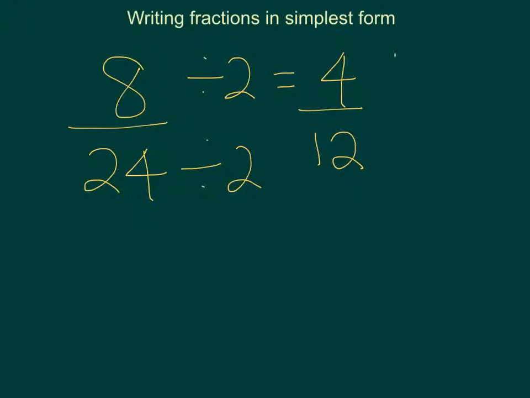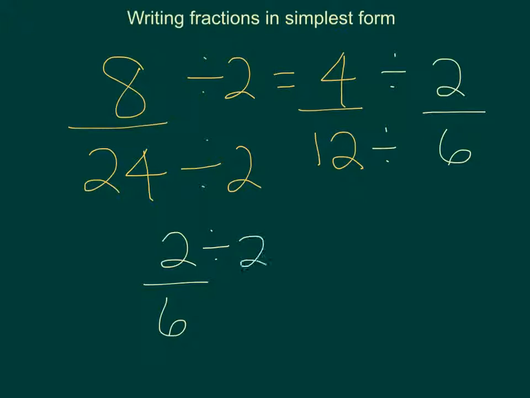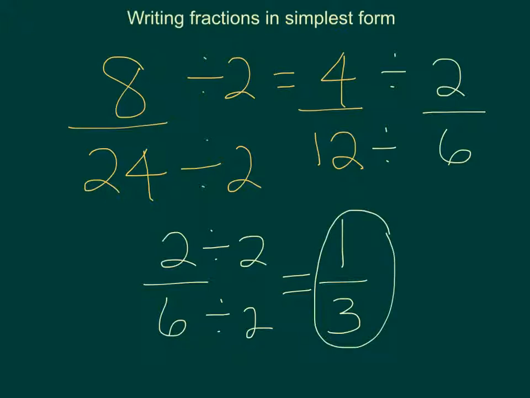So we could divide by 2 again and get 2/6. 2/6 is not simplest form because you could divide both of those by 2 and get 1/3. Now both of them have 1 as their greatest common factor, so your simplest form would be 1/3.